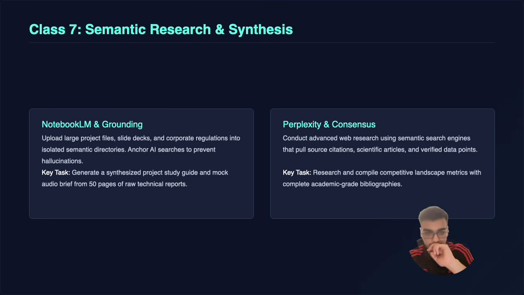On the right, we have perplexity and consensus. These semantic search engines pull directly from verified data sources and scientific databases, providing clear citation trails for every fact they share. You will learn how to use these tools to conduct deep market research, combine competitive landscape analysis, and generate verified academic grade bibliographies. This is how you build authority.